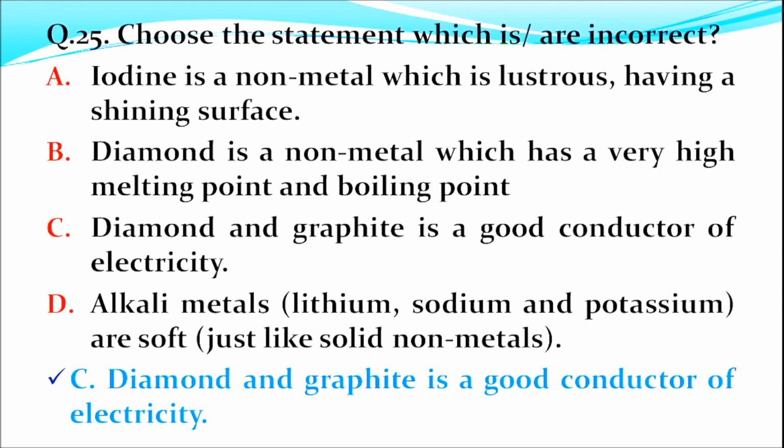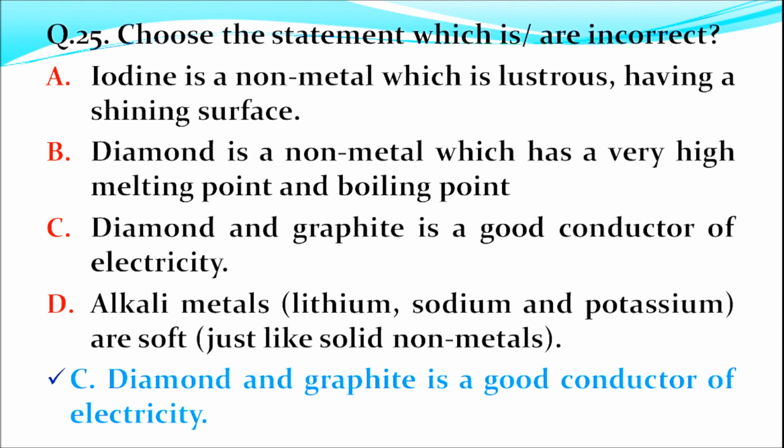Next question. Choose the statement which is incorrect. Option A. Iodine is a non-metal which is lustrous, having a shining surface. Option B. Diamond is a non-metal which has a very high melting point and boiling point. Option C. Diamond and graphite is a good conductor of electricity. Option D. Alkali metals like lithium, sodium, and potassium are soft, just like solid nonmetals.